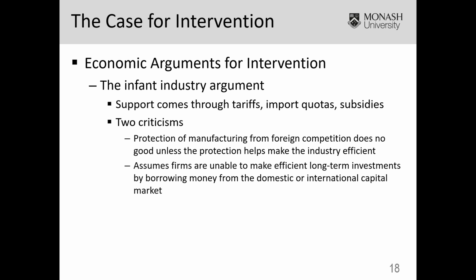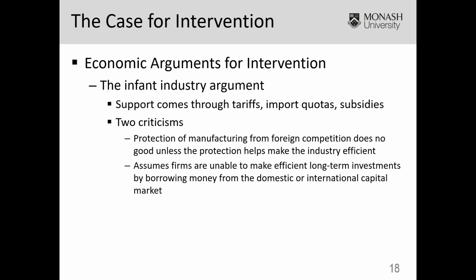And finally, there's the infant industry example. In infant industry, what we're talking about is that you're supporting emerging industries through tariffs and quotas and subsidies. So you're trying to encourage the development of biotechnology industries or car manufacturing, or as we're doing at the moment, electric vehicle manufacturing, or a whole range of areas where you're trying to encourage the development of a new industry by protecting them.